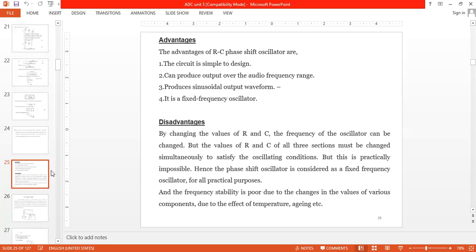Disadvantage: by changing the values of R and C, the frequency of the oscillator can be changed. But the values of R and C of all three sections must be changed simultaneously to satisfy the oscillating condition, which is practically impossible. Hence, the phase shift oscillator is considered a fixed frequency oscillator for all practical purposes.